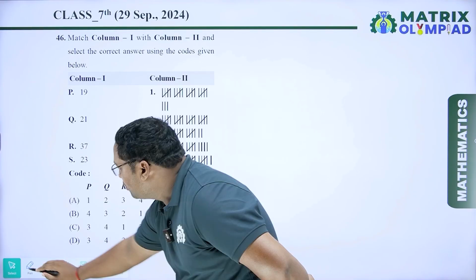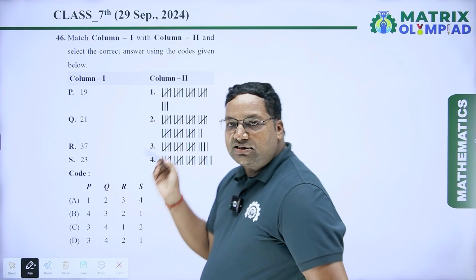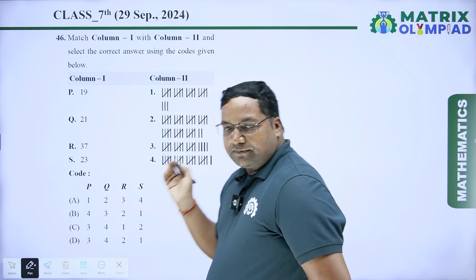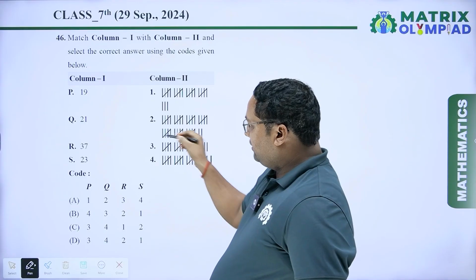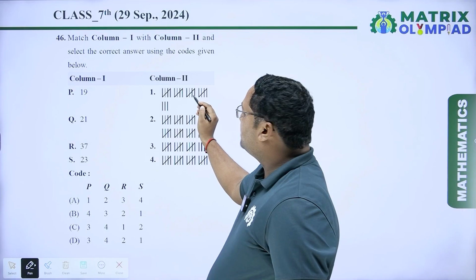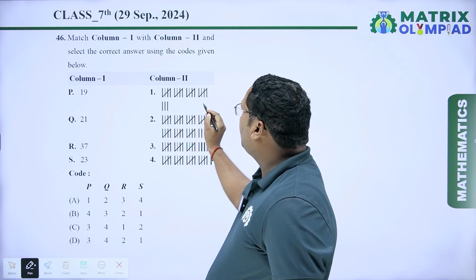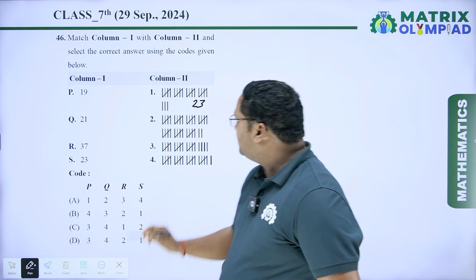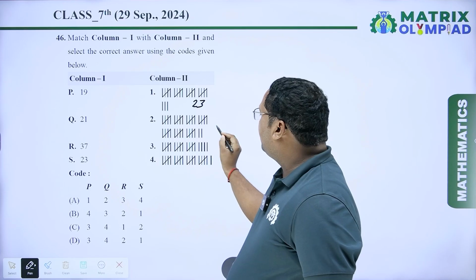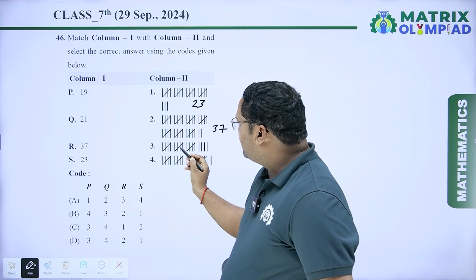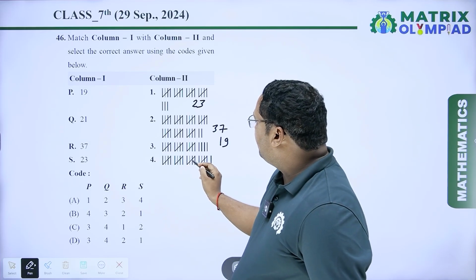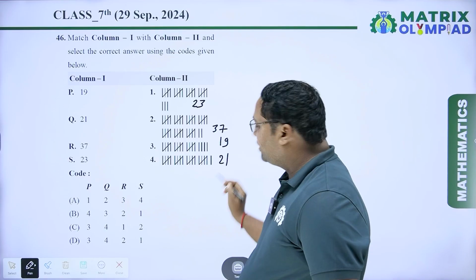Now coming to the next question. Question number 46. Here the column 1 is given the values, and here the data is given. Data is given and the line graph is given. So we have to count the values. So here first number is 19. So let's check. So it is 5 plus 5 is 10, 10 plus 5 is 15, 15 plus 5 is 20, 20 plus 3 is 23. Next is 5, 10, 15, 20, 25, 30, 35 and it is 37. 5 plus 5 10, 10 plus 5 15, 15 plus 4 is 19. 5 plus 5 10, 10 plus 5 15, 15 plus 5 20, 20 plus 1 is 21.